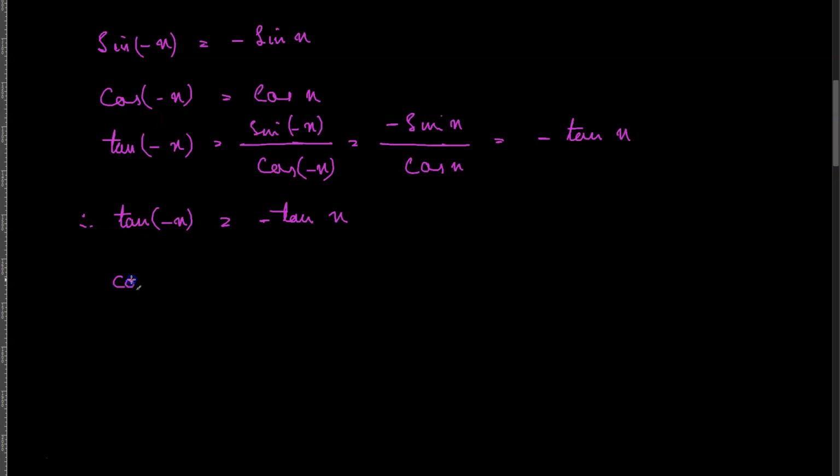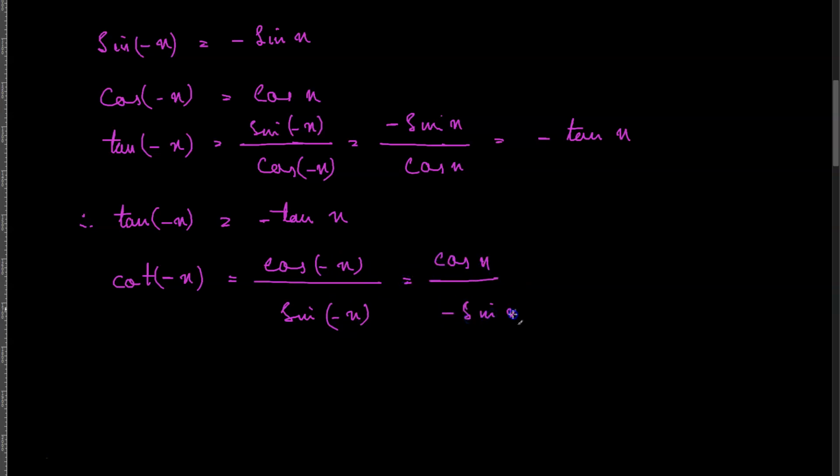And then you have the cot of negative x. The cot of negative x is equal to cos of negative x over the sine of negative x, which is equal to cos of x over negative sine x, which is equal to negative cot x. Which means that cot of negative x is equal to negative cot x.